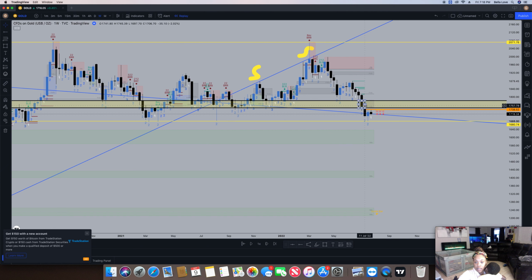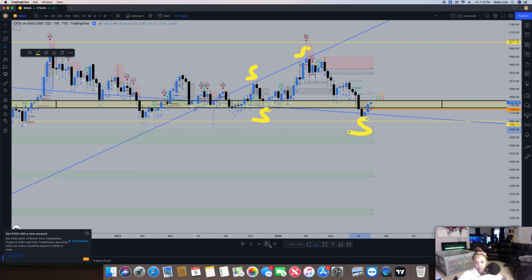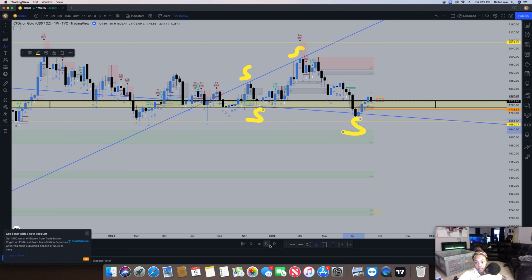Alright, so there. You guys can see very clear when it got to that point, back to the broadening formation, and went up. Now it's back at the broadening formation. That's some type of bullish signal, but we'll see. Clear entry for calls. So you guys can see how it plays out.